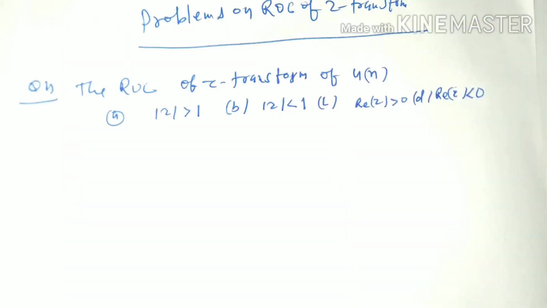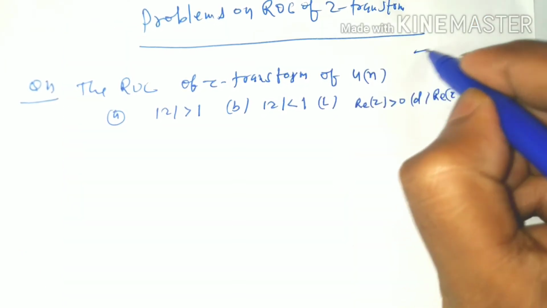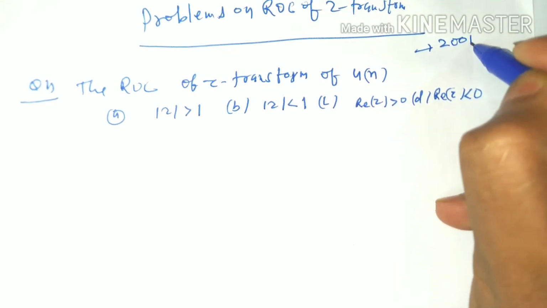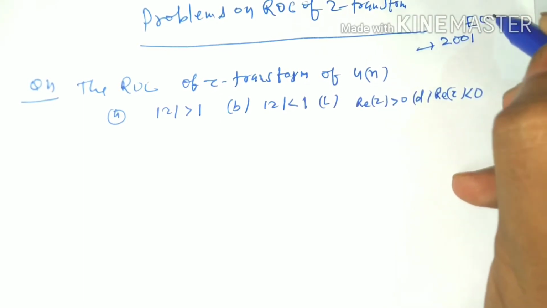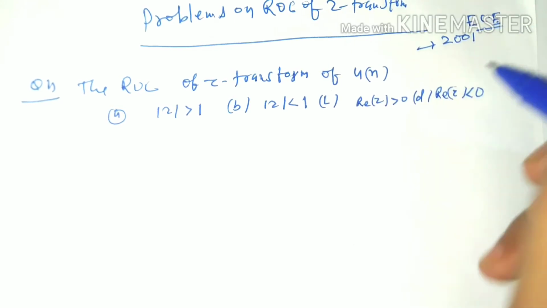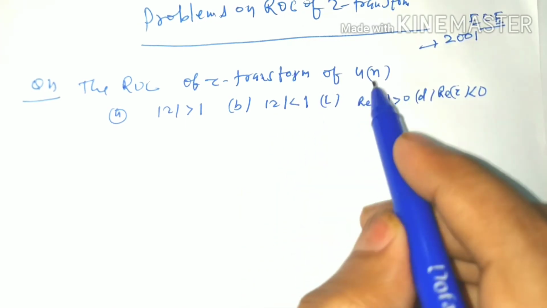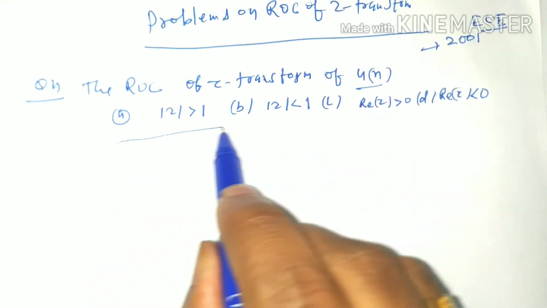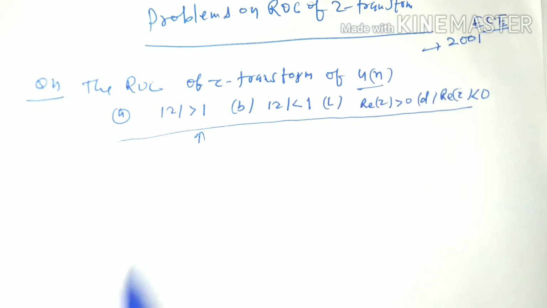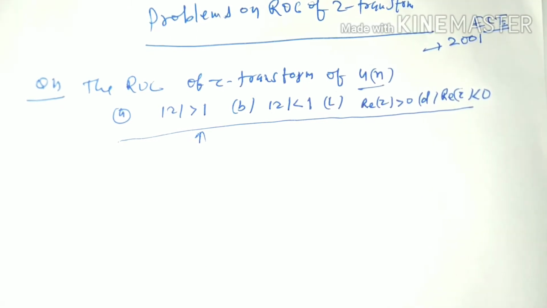Hello everyone, welcome back. In this lecture I am going to discuss some problems of Z transform based on ROC, region of convergence. Here we are going to solve a problem that has been asked in GATE 2001 for ECE, where we have to find the ROC of the Z transform of u[n] from among the options. So we have to choose the right option.